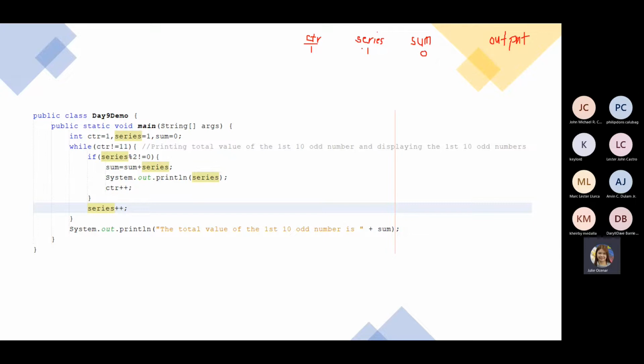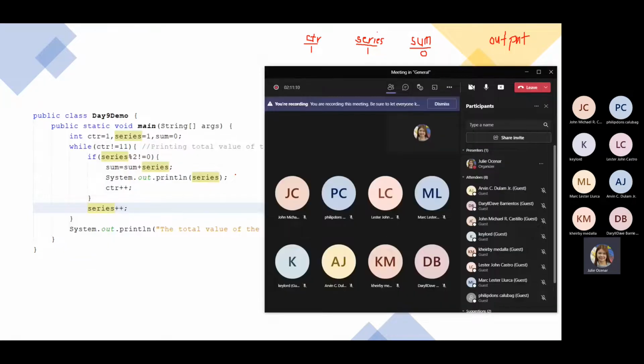Sige. I will randomly call your name ha, para sa ano natin. Para hindi naman kayo maboring on that side. Okay? So, yan.